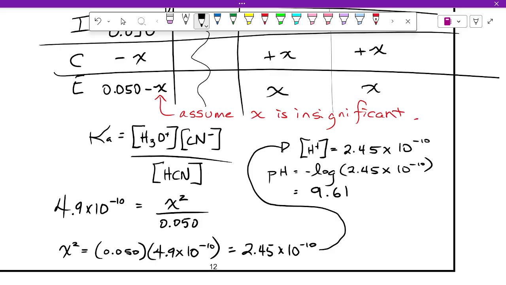Did I square root it? Oh, no, I didn't. I knew I was doing something wrong. Okay, let's fix that. That is 1.57.